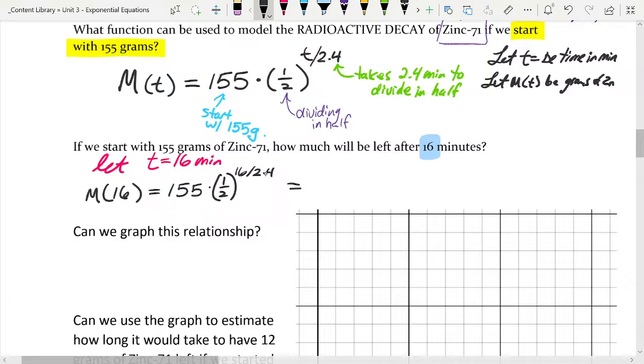And what's 16 divided by 2.4? It's going to be roughly 6.6, so this is going to be cut in half, cut in half, cut in half 6 times. So it's going to be pretty small, right? What do we get as an answer? I got 1.5256856646.